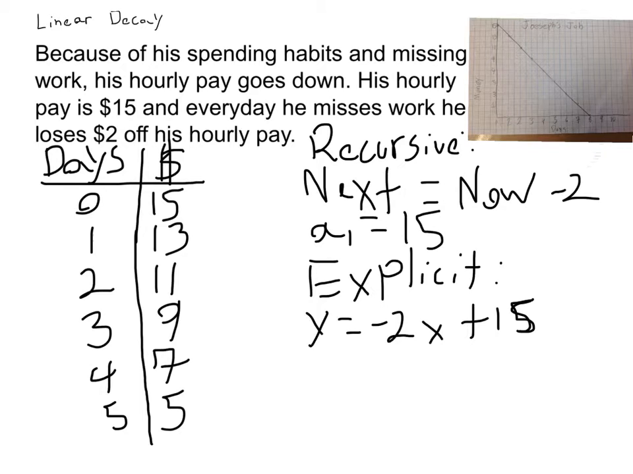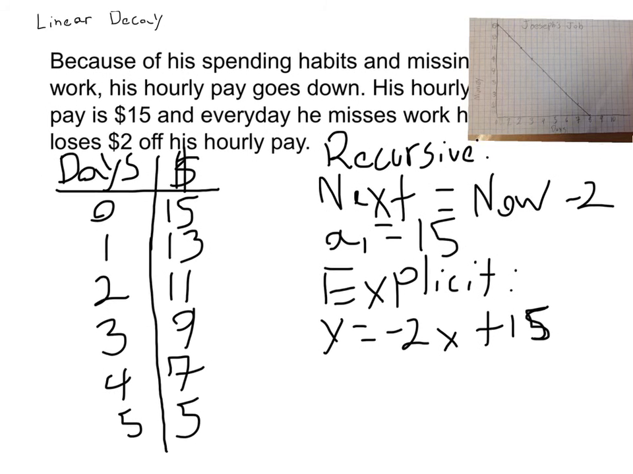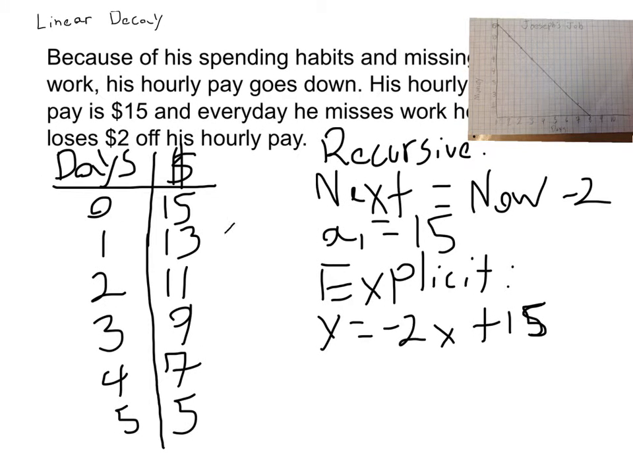Because of his spending habits and missing work, Joseph's hourly pay is $15. But for every day he misses work, he loses $2 off of his hourly pay. To create the table, you have to use a specific formula. The formula being next equals now minus 2, subtracting 2 for each y value.